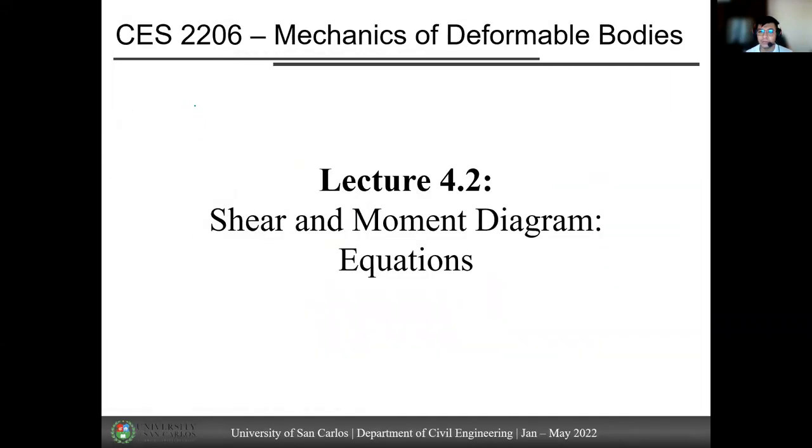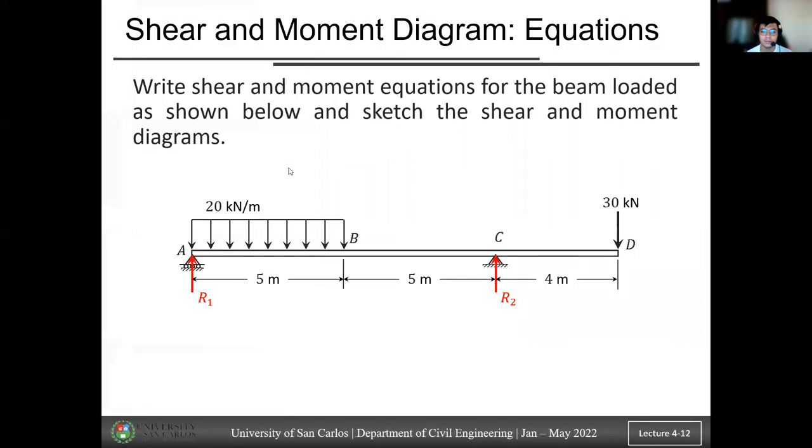Okay, so let's now go to your shear and moment diagram equations. So probably this one is the real deal here in the topic. This one is the longer version of the shear and moment diagram, because we'll be using equations before creating the graph for the shear and moment diagrams. Okay, so I think the best option for you to do is just to start this one immediately. There's no other way but to solve it directly.